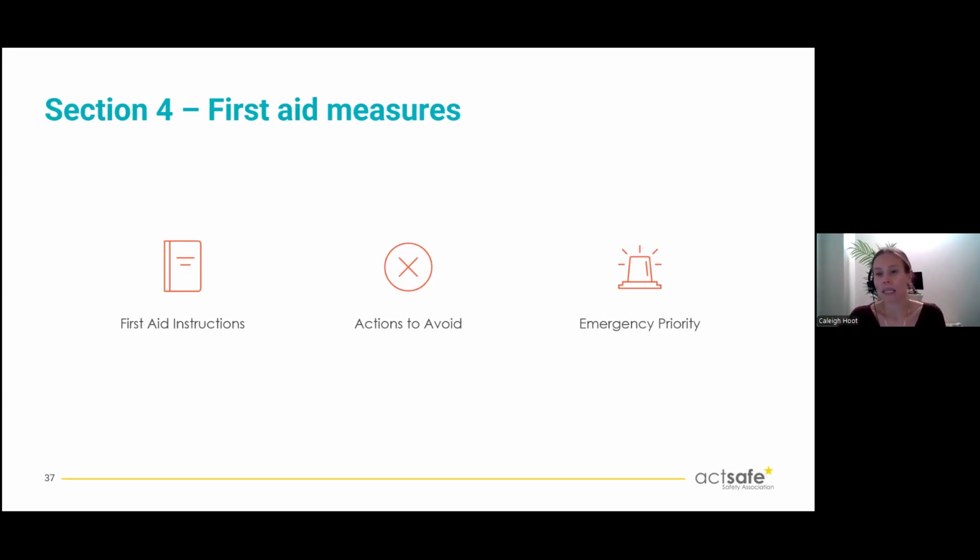And then symptoms and effects. So a description of both the immediate and delayed health effects that may occur. This will help workers recognize if further care is actually needed if the exposure happens. We also have emergency priorities. This is going to be guidance on when to call for medical help, what information you need to give to first responders, maybe that's poison control, and then any information that first aiders need to be reminded about for protecting themselves as well.